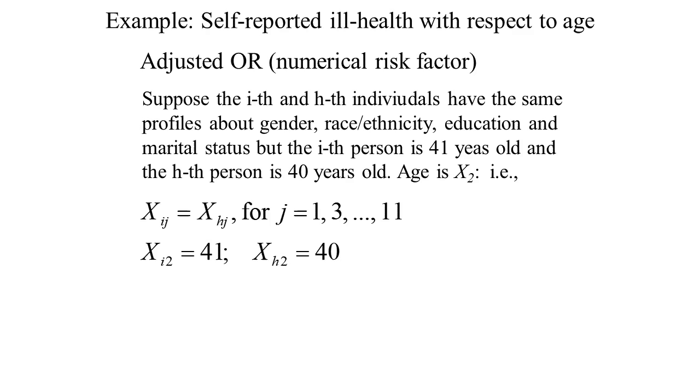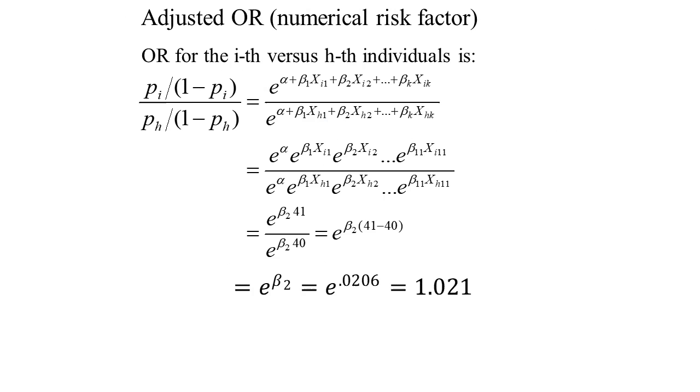They have the same values for all x's, except x2, which is age. The value of x2 for I is 41 and the value of x2 for H is 40. Again, the left-hand side of the equation is the ratio of the odds of being self-reportedly unhealthy for I to the odds for H. Just like in the example for marital status, the ratio is simplified to the ratio of e to the beta 2 times 41 to e to the beta 2 times 40, because the two individuals have the same profiles except for age, so that all other terms in the numerator and denominator are cancelled out.